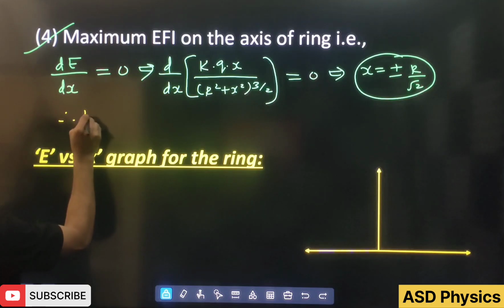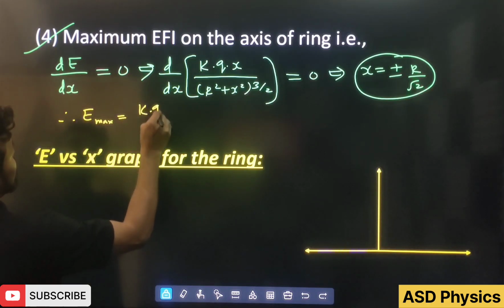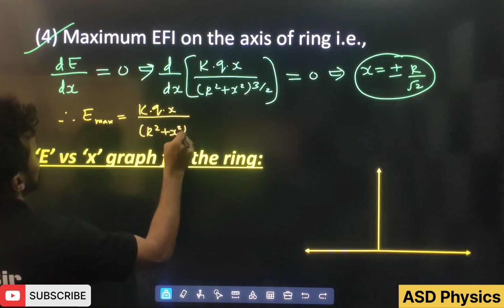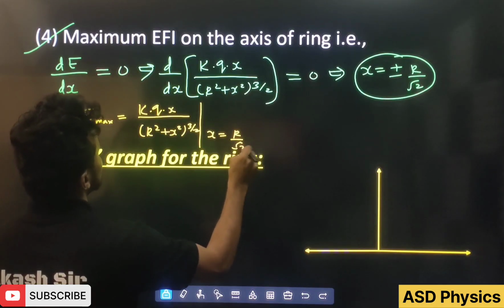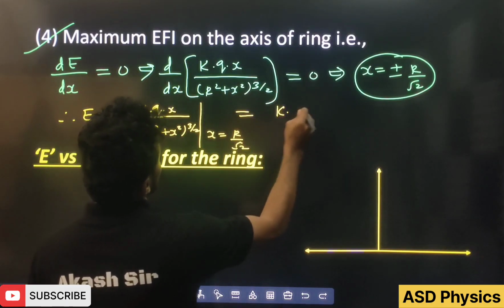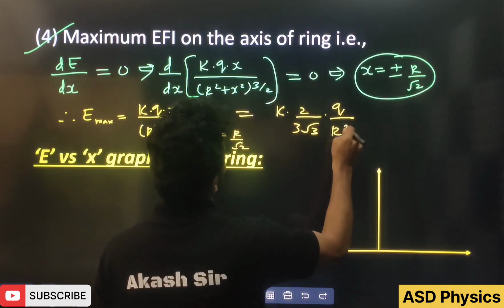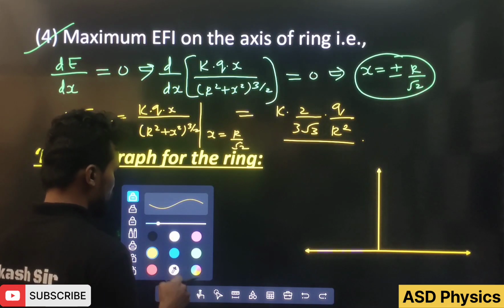Hence, the maximum value of the electric field we can get by doing kqx by r square plus x square power 3 by 2, and here we put x equal to r by root 2. Then you will get k into 2 by 3 root 3 into q by r square. This value you have to remember. Very, very important.